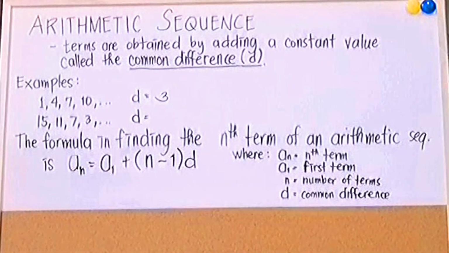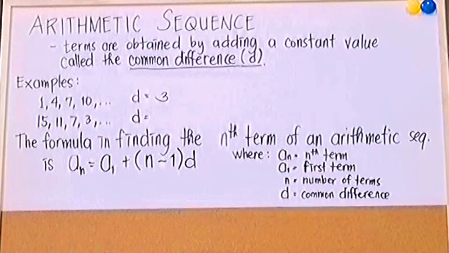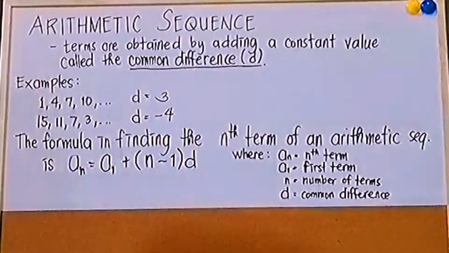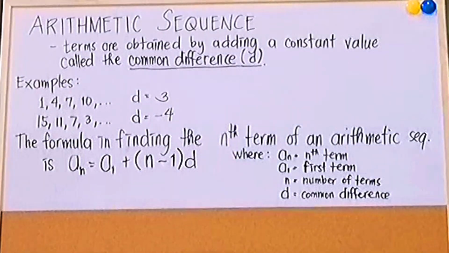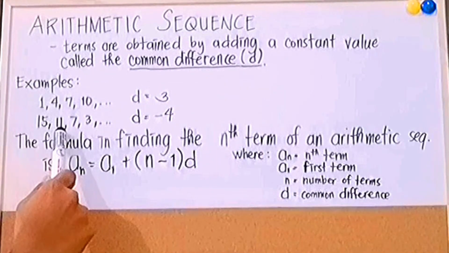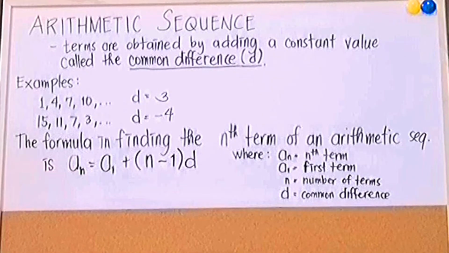Now let's go on to the second example. 15, 11, 7, 3 is also an example of an arithmetic sequence because it has a common difference, which is -4. Again, how did we get the common difference? We just subtract the second term with the first term. 11 minus 15 is -4.